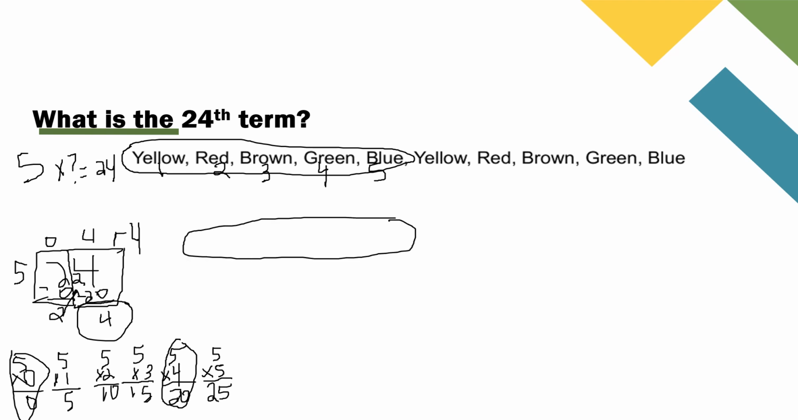I'm not going to rewrite everything. So again, if I count and get to 25, because I know 25 is a multiple of 5, I know the 25th term will have to be blue, right? So the question asked me for the 24th. All I have to do is go back 1, and that means the 24th term will have to be green.